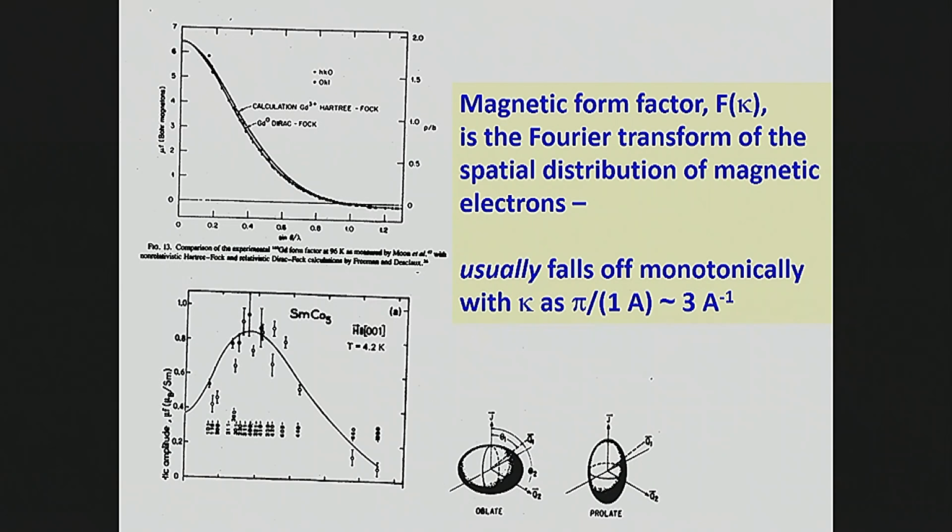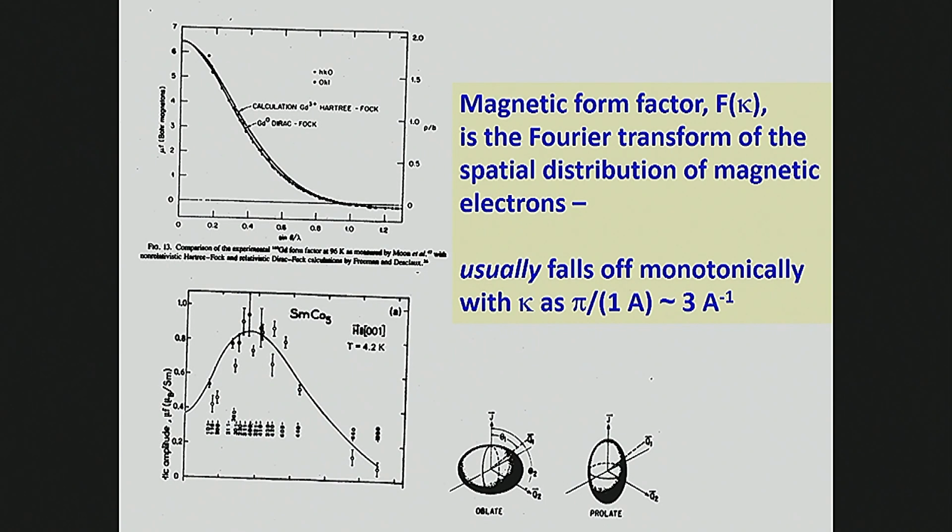Because this is really a constructive interference effect. And so by the time you get out to pi divided by the spatial extent of the magnetic electron cloud, scattering from different positions within the magnetic cloud is no longer interfering constructively, it's interfering destructively. So that's why it's set by pi divided by 1 inverse angstrom. So typically, if you're at 3 to 4 inverse angstroms, the magnetic scattering is starting to get weak.